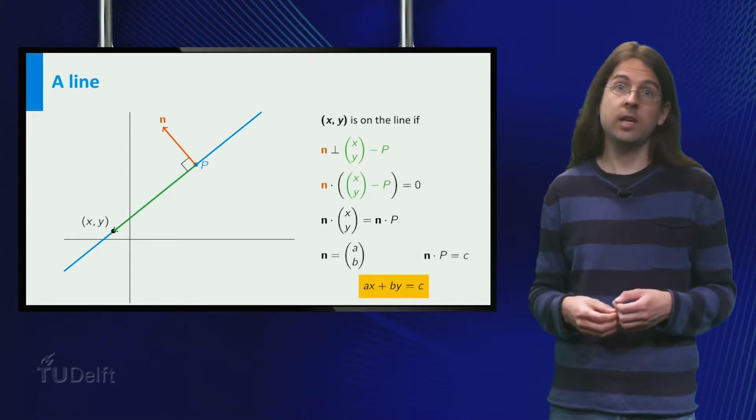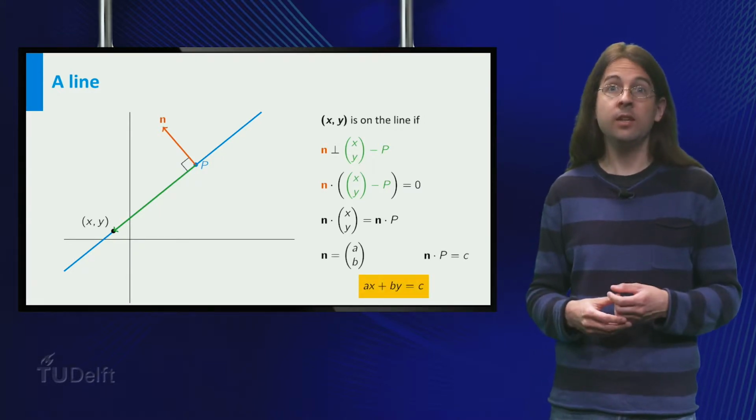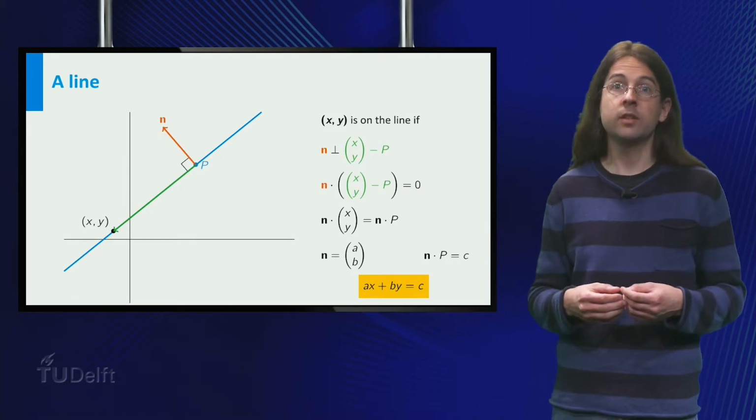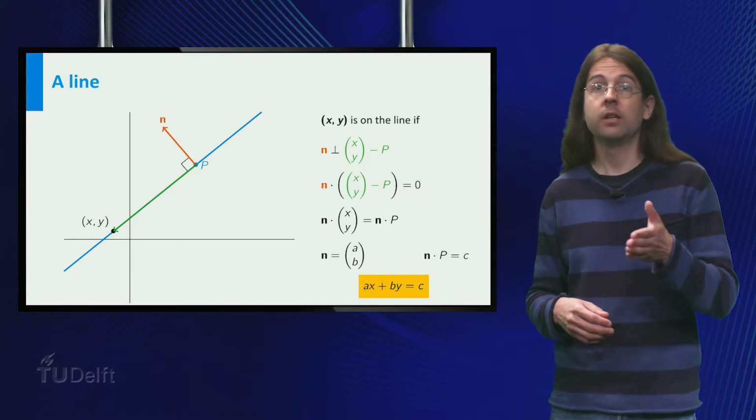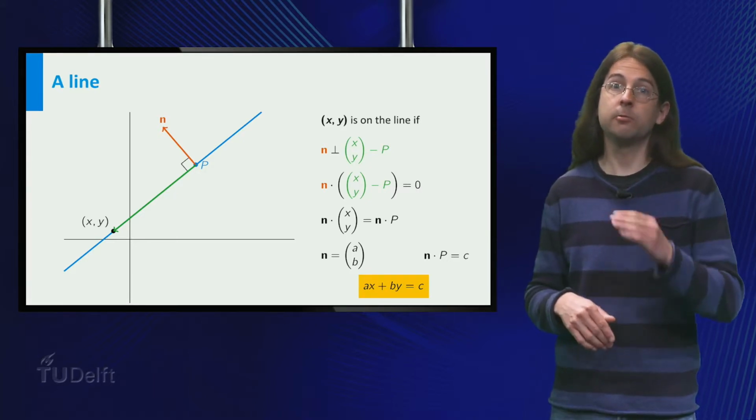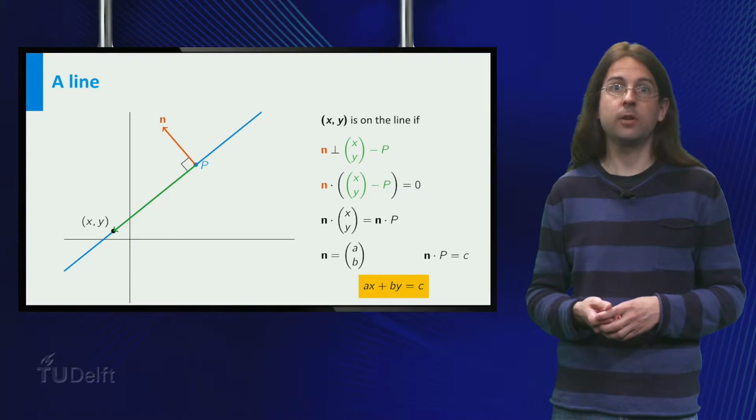Writing n as (a, b) and n dot p as c, and expanding this equation gives the standard form for the line: ax plus by equals n dot p equals c for some fixed value of c.